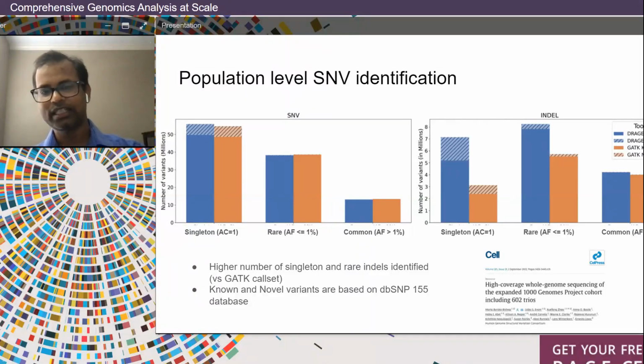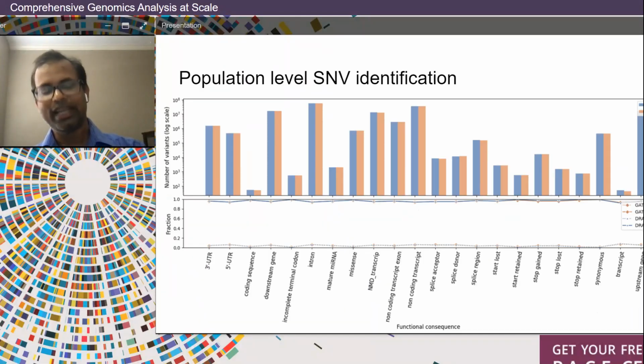For SNPs, you could see that both DRAGEN, which is in blue, and GATK, in orange, are performing similarly. That means they are reporting the same number of variants for the singleton, rare, as well as the common. But we saw a significant improvement for both novel and known variants for the indels. You could see on the right figure, DRAGEN has a higher number of singleton and low frequency variants as compared to GATK.